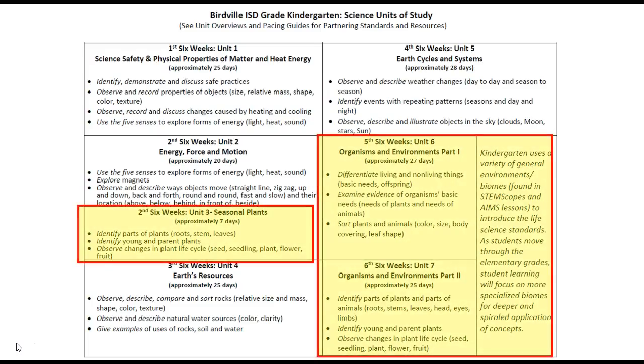So let's take a closer look at our focus for this 6 weeks. This 6 weeks is Unit 7, and the reason it's in Unit 7 is because in the second 6 weeks we had a little mini preview of seasonal plants back in the fall, and we'll be spiraling back to those standards and hitting them again this 6 weeks. There's a couple of reasons why the scope and sequence is designed like that.